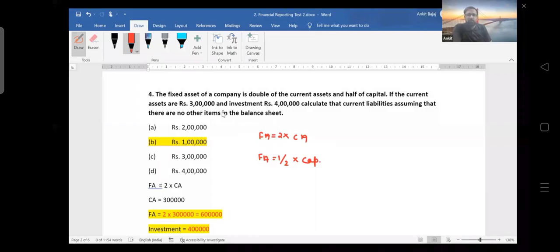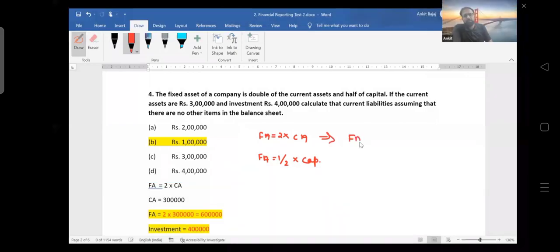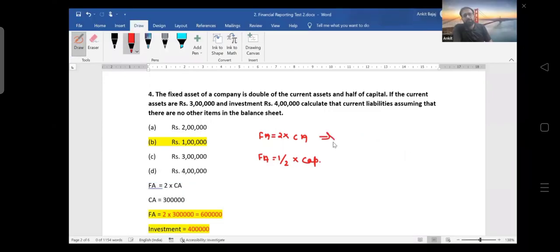So what we can do, we can find out the fixed asset value. What is going to be the fixed asset value here? Fixed asset is going to be 2 into current asset value, which is 3 lakh, right? So that is going to be 6 lakh rupees. The total value of fixed asset is 6 lakh rupees, right?